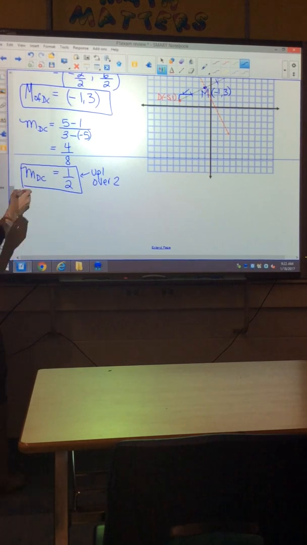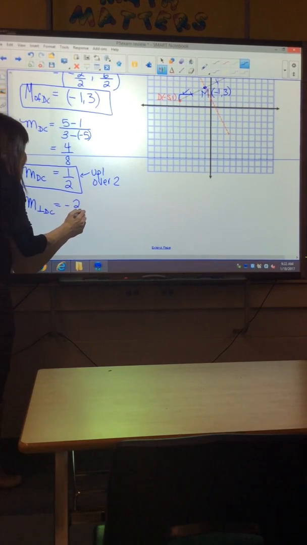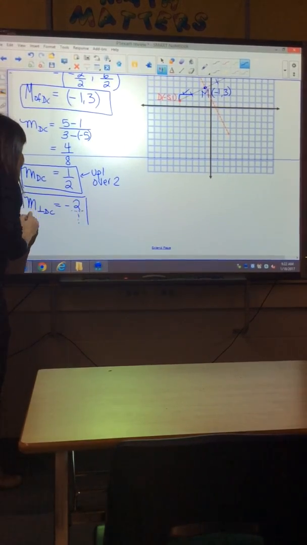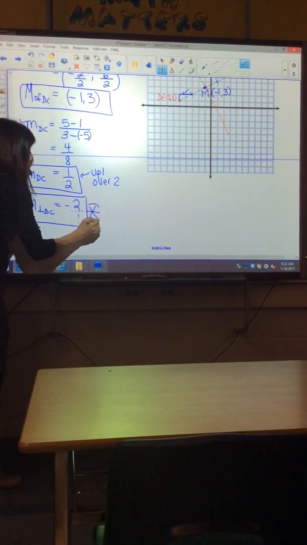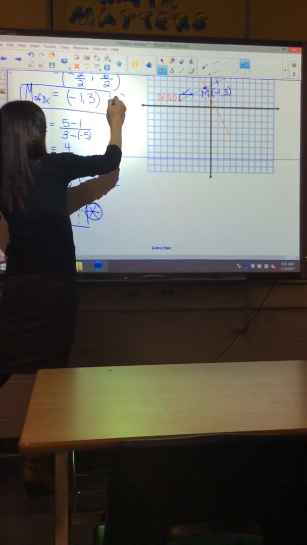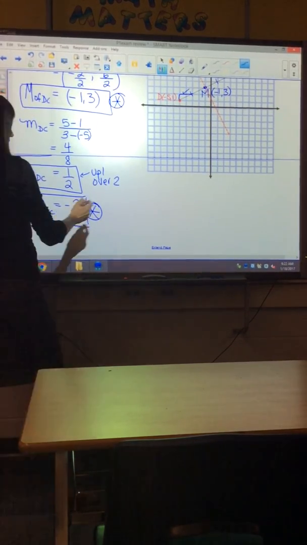If this is the original slope, my perpendicular line would have a negative reciprocal slope. What is the negative reciprocal of 1/2? Yep. -2/1, right? -2 or -2/1, same thing. That's the one I'm going to use in my equation. I'm going to use the midpoint and the negative reciprocal slope. So let's find the equation.